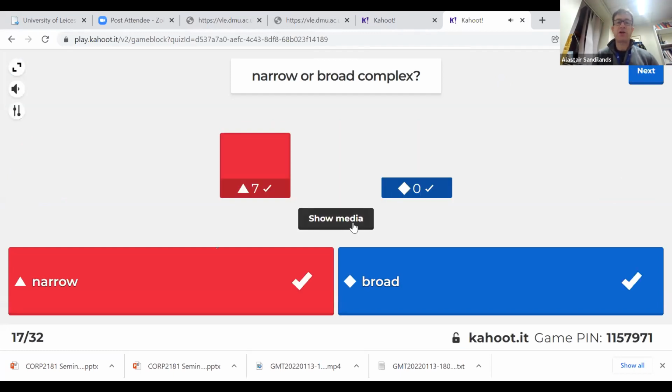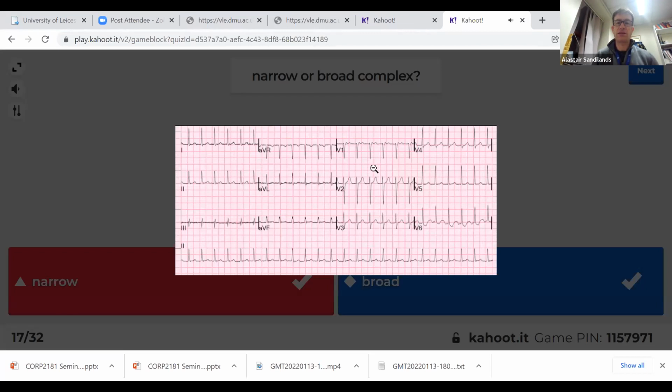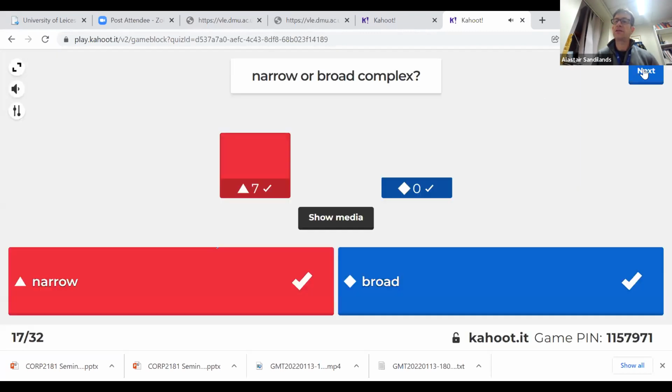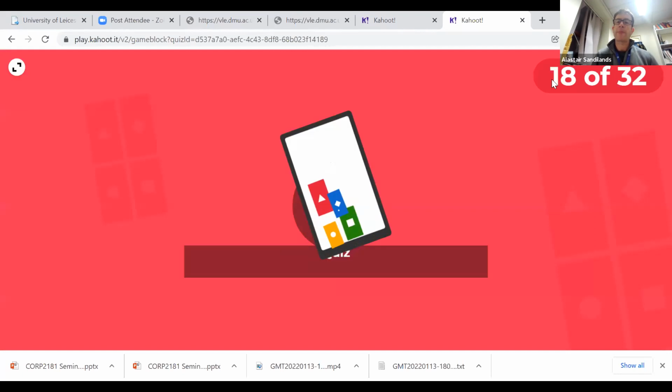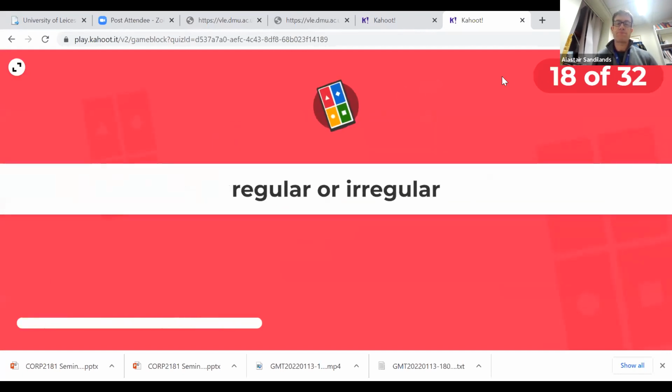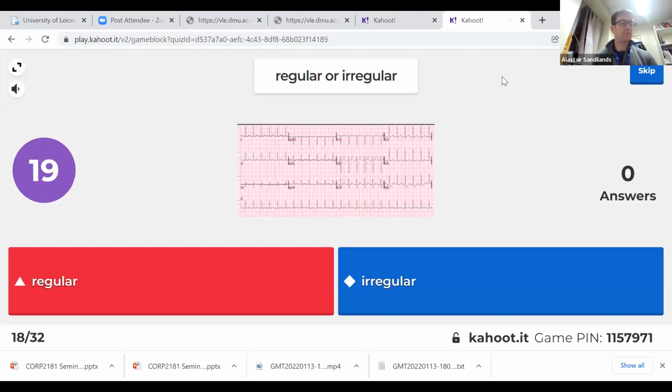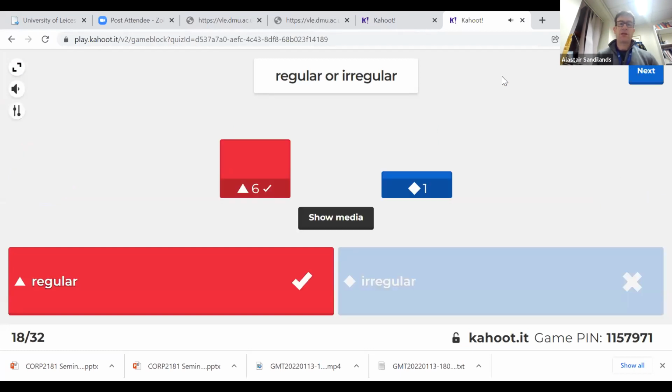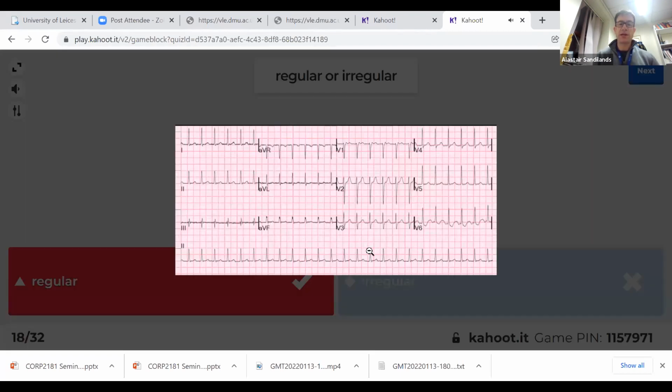Very good. Yeah, narrow complex, narrow complex. Put a pencil over it and it will disappear. Yeah, so this is regular. Look at the spacing between every QRS is the same, absolutely the same. Okay, the QRSs look the same. You just glance at them. The heights of the QRSs are the same. There's a bit of artifact there.